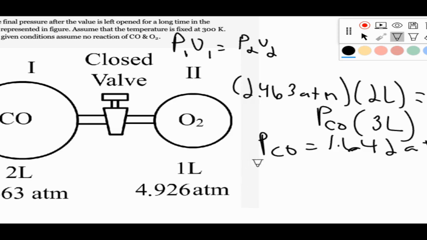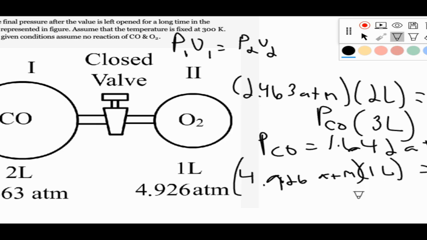Okay, so now let's do the same thing for this one. So it is starting out at 4.926 atm. That time it is in 1 liter. I'm trying to find the pressure of my O2 in 3 liters. So again, I'm going to do the same thing. 4.926 times 1 divided by 3 is going to give me 1.642, which is the same pressure, because if you notice, this pressure is half of that, but this volume is double that. So mathematically, it ends up being the same pressure.